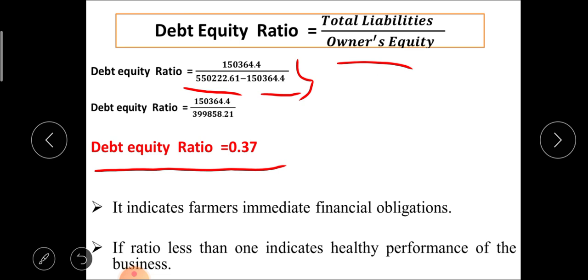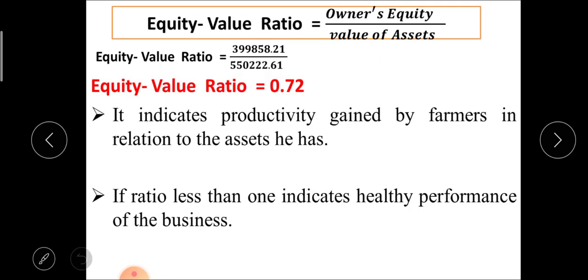After that, the next ratio is the equity value ratio. The formula for equity value ratio is equal to owner's equity divided by value of asset. We already calculated the owner's equity, that is total assets minus total liability, and value of asset is nothing but the summation of assets, that is current asset plus intermediate asset plus long term asset. By taking this ratio we calculate the equity value ratio. So here the equity value ratio is 0.72.